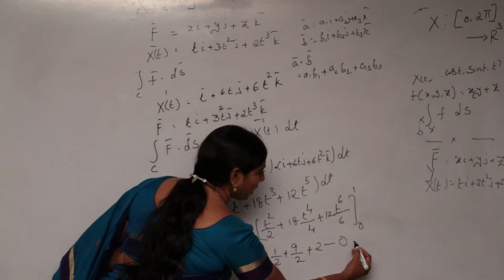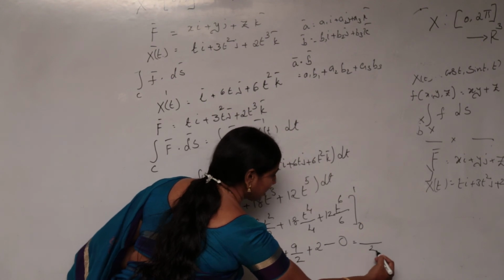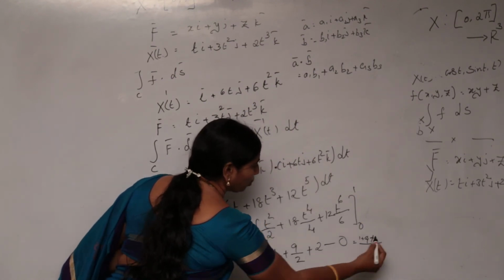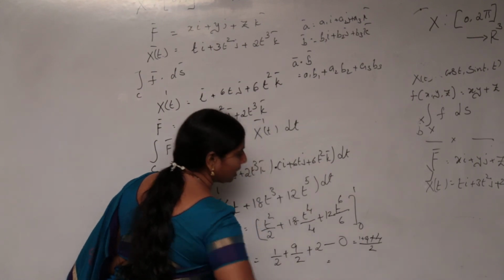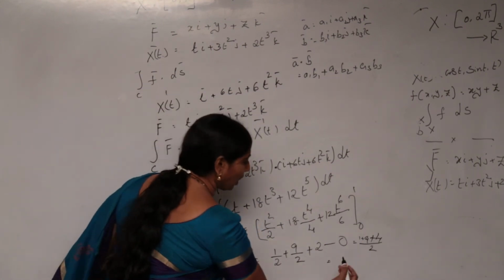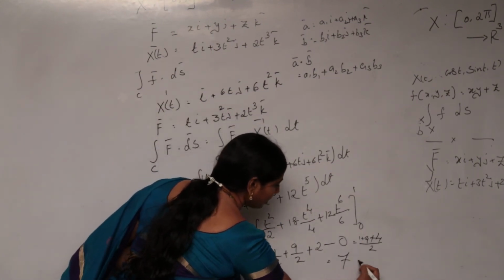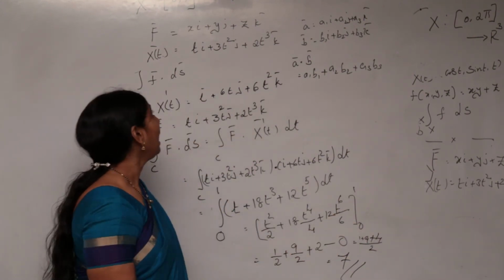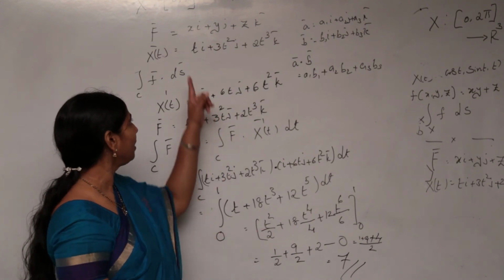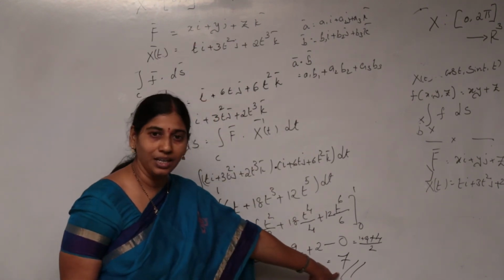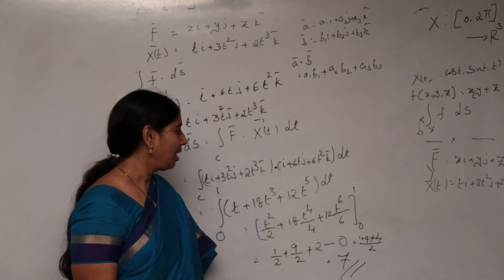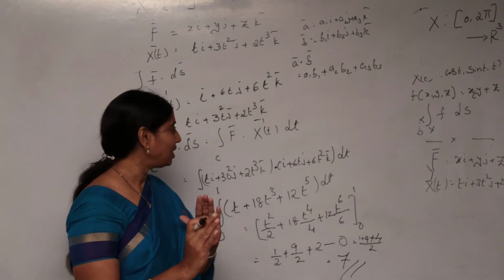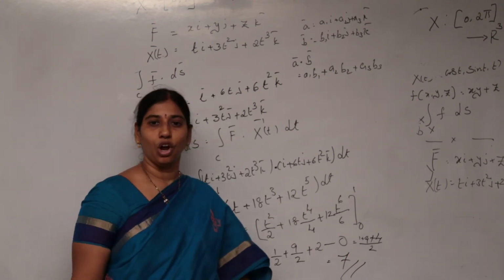So which is nothing but, take LCM, 2 is the LCM, this is 1 plus 9 plus 2 twos are 4, so that is 1 plus 9 is 10, plus 4 is 14 by 2, which is 7. So the value of the integral along the curve C is nothing but 7, we can say. So that is how we evaluate a vector line integral with the help of dot product.